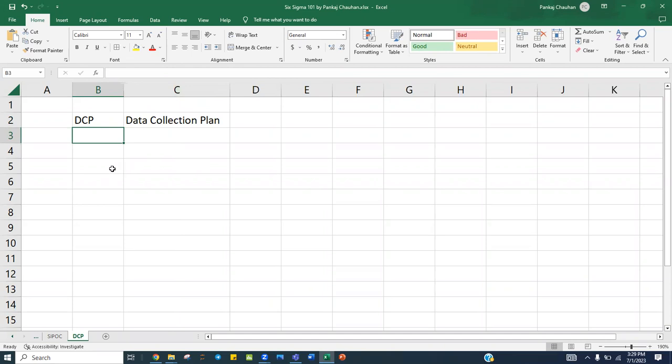A few years back, when there was no ERP, there was no automated system to record the data. So originally, when Six Sigma and all these things started, we used to collect the data manually, recording each and every observation. So then we used to create a data collection plan.